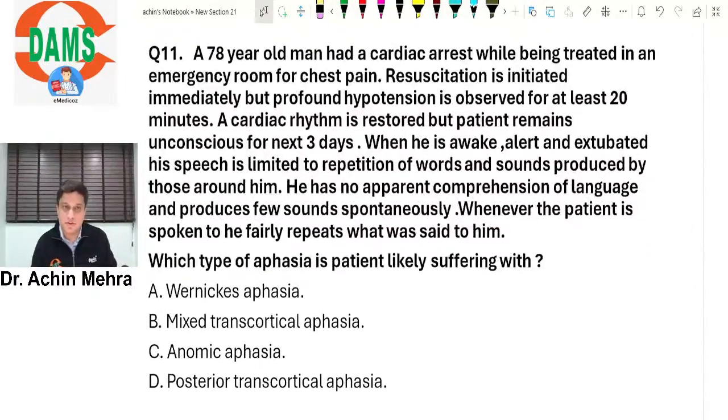Oh my goodness. This was a patient which I saw in the hospital once. In the live classroom, I keep on telling about this patient. This patient came in the hospital emergency with an acute chest pain. We resuscitated him, he recovered. After 3 days, I went to his ICU. He was awake, alert, extubated. His speech was limited to repetition of words and sounds produced by those around him. He had no apparent comprehension of language and produces few sounds spontaneously.